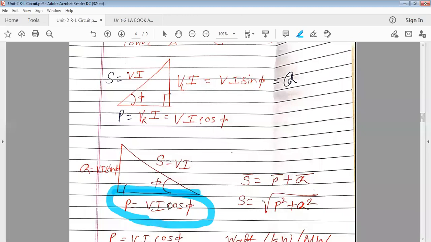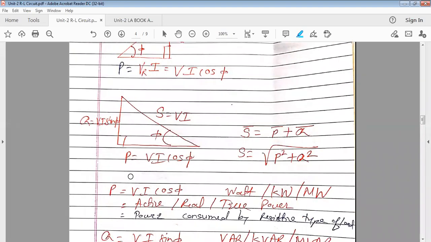If you remember, cos phi is 1 for resistive, for inductor and capacitor cos phi is 0. So capital P is 0 for L and C, but P is equals to VI for R only. That's why you can define it as the power which is consumed only by resistive type of load. That is the active power.